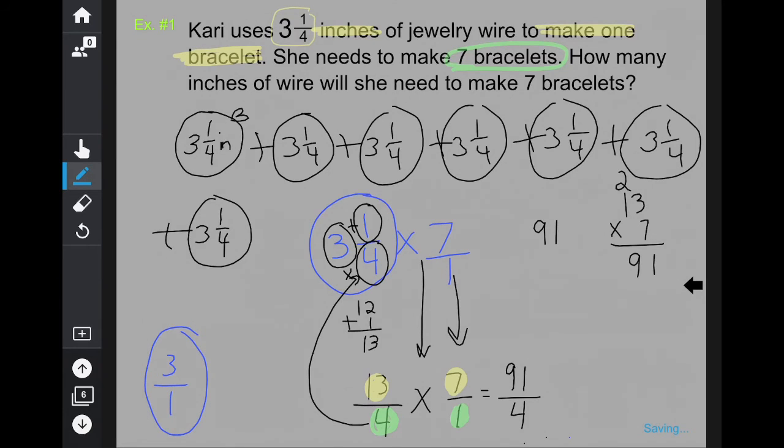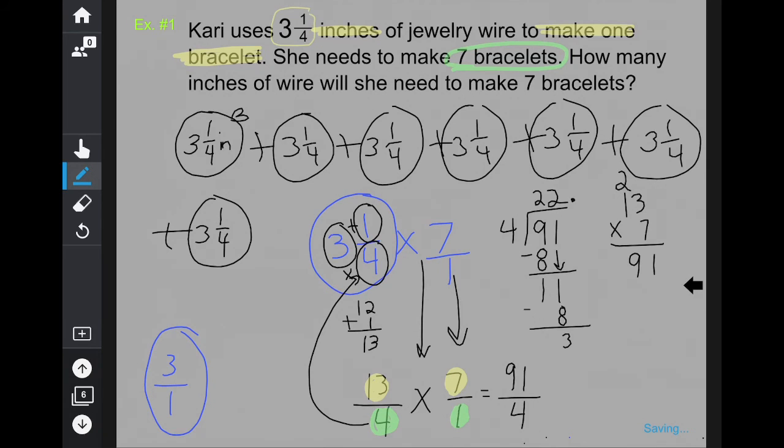So I'm going to show you how I simplify this. So how many times can 4 go into 91? Well, let's see. Let's first try 4 into 9. 4 can go into 9 2 times. 4 times 2 is 8. Then you subtract. 9 minus 8 is 1. Bring down your 1. Can 4 go into 1? Nope. So I'm going to bring down this 1. Can 4 go into 11? Yes, 4 can go into 11 2 times again. 2 times 4 is 8. 11 minus 8 gives me 3.